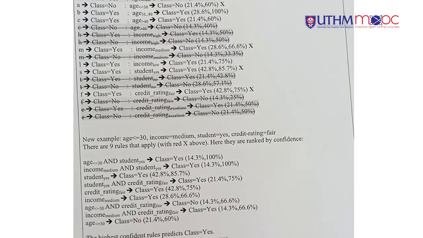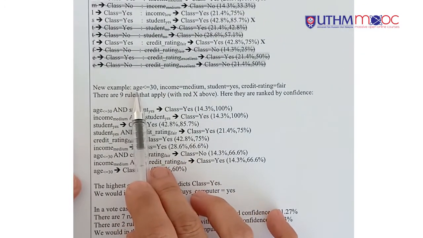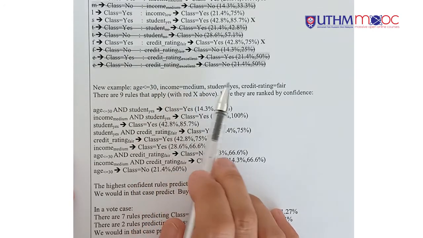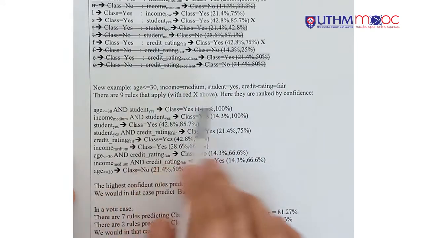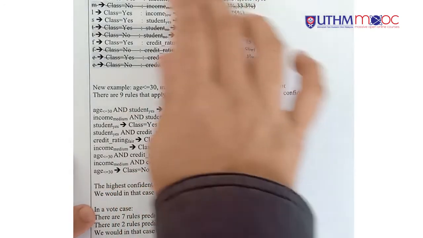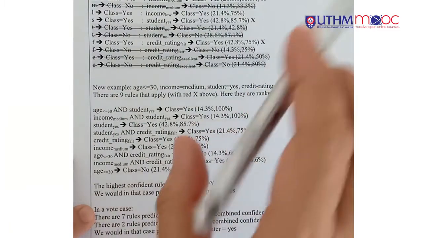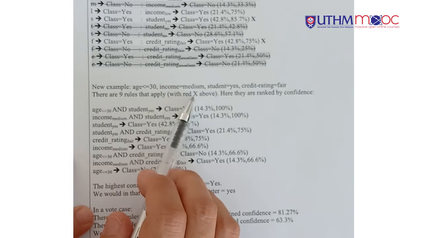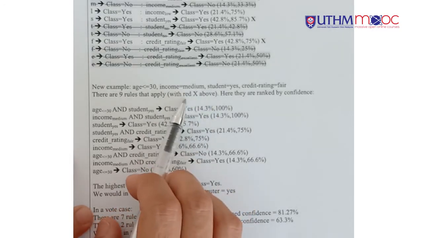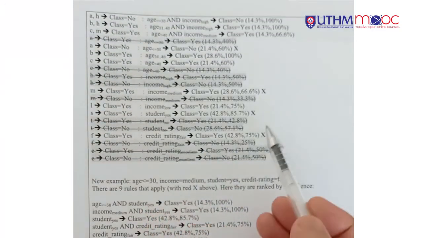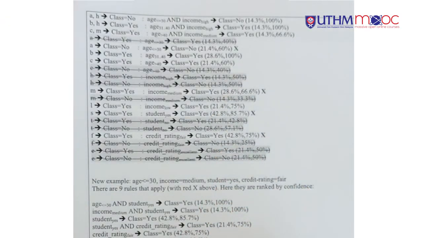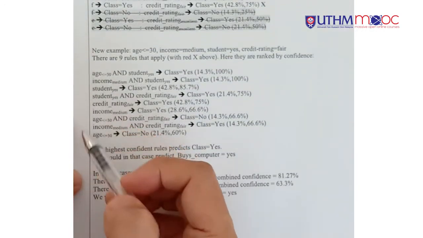Okay, so we go back to the solution here. Now, this is the test case, or the test example that the question asks. Age less than 30, income is medium, student yes, credit rating fair. Now, there are 9 rules. Remember, these are all rules that we have generated. And from the set of rules, there are 9 rules that apply to the X above. There's no red here because this is printed in black and white. You can see this 1, 2, 3, 4, and there are more on the previous page. So basically, we rewrite all the rules here.